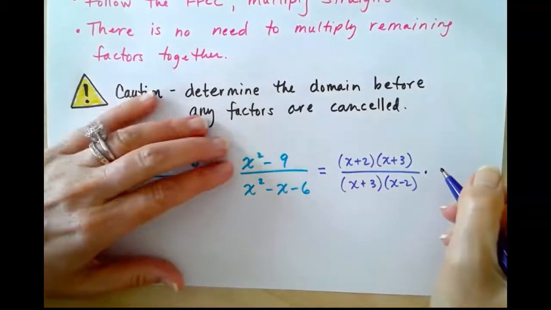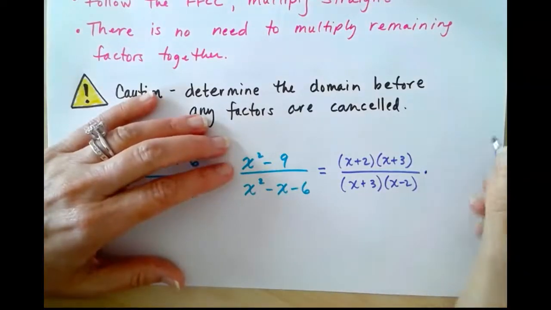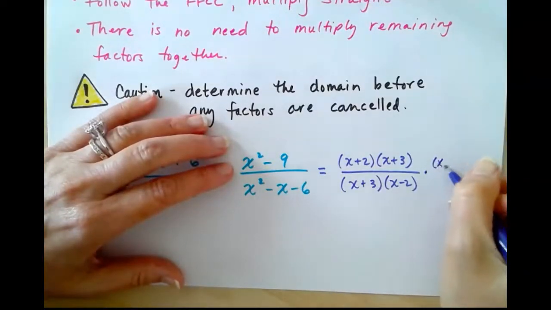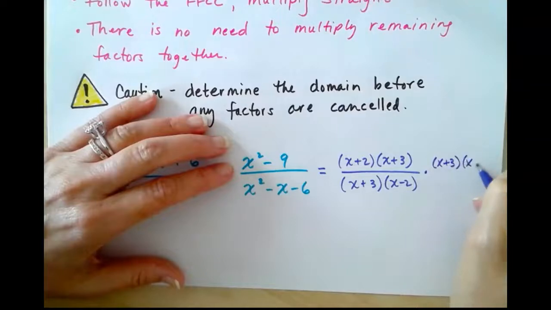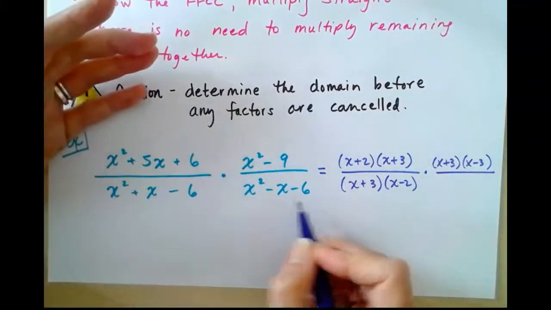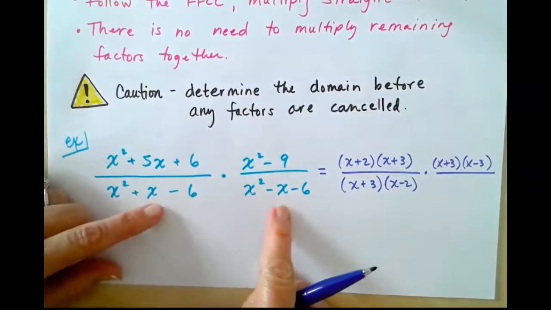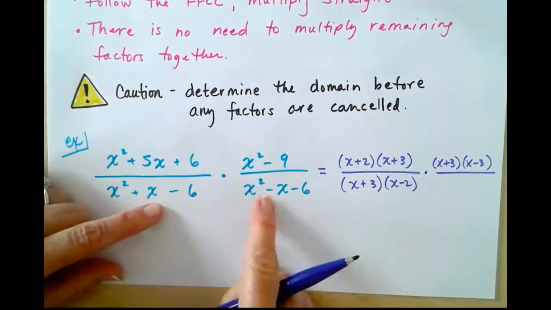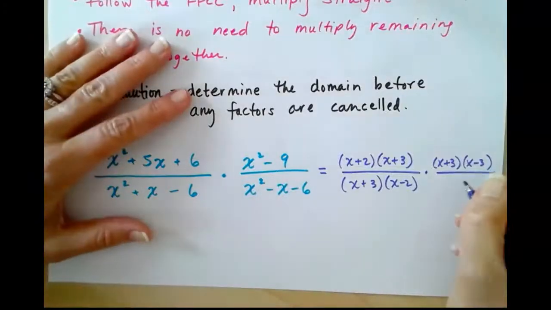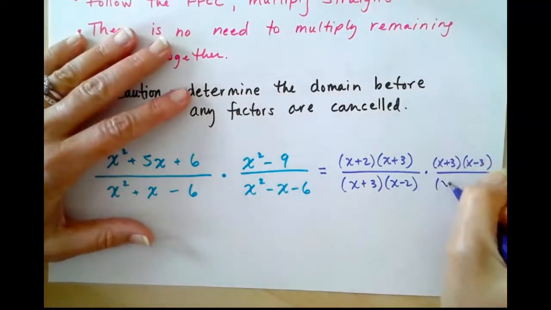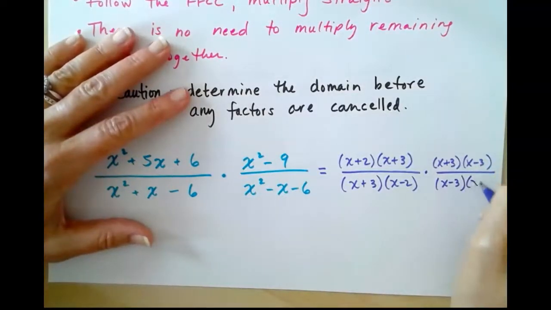Keep going. X squared minus 9, that's the difference of two squares. X plus 3, x minus 3, conjugates. And then x squared minus x minus 6, very similar to the other denominator, but this has a negative sign in the middle, so that means that the 3 will be negative and the 2 will be positive.